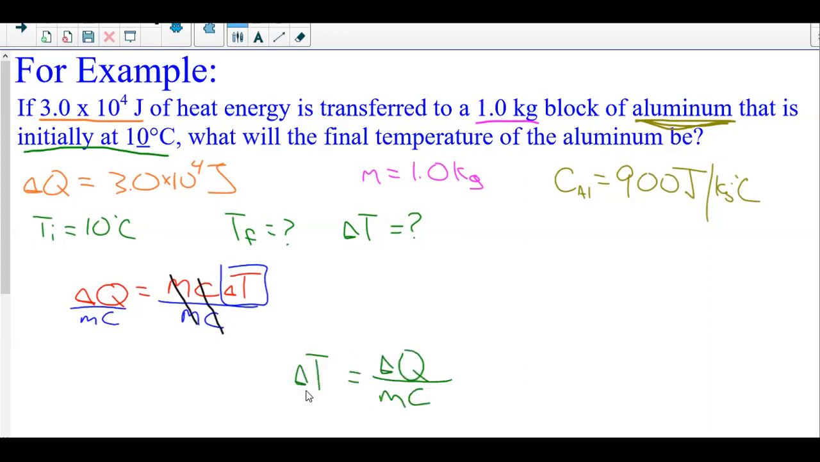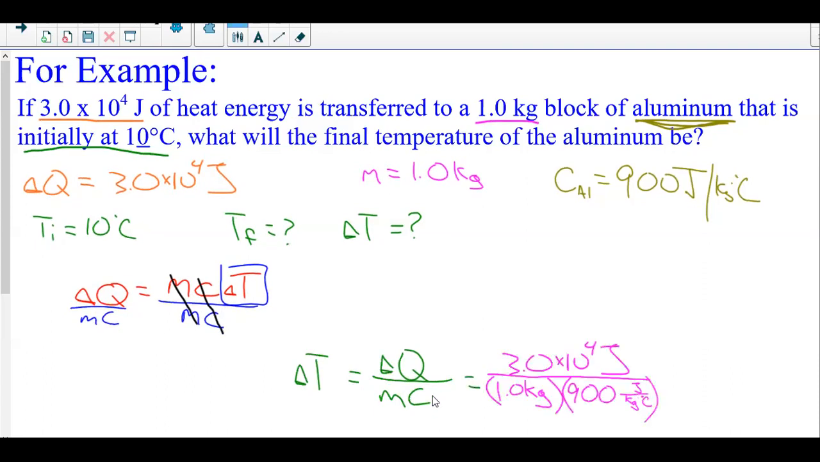So I'm going to rewrite it just below here because I usually prefer my equations so the thing I'm solving for is on the left-hand side. It doesn't matter in the end. It's just the way I like to do things. So my equation for calculating the change in temperature should be your change in the quantity of heat energy divided by the mass and divided by the specific heat capacity.